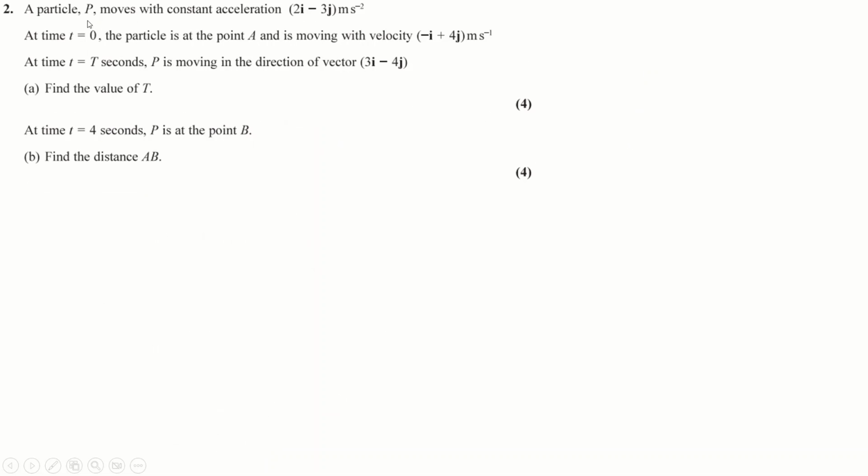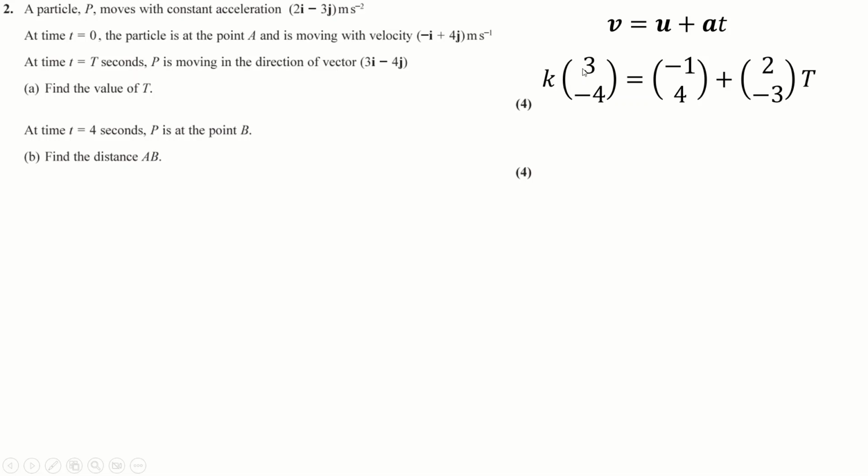Question number 2. We have constant acceleration this time, so we're immediately thinking of that. We've been given a, we've been given initial velocity, we've been given final velocity, and we're looking for the time. So that's going to be v equals u plus at, I think, where v is this, u is that, and a is this. Now v isn't actually this, it's saying it's moving in the direction of this, which means it could be any multiple of this vector here. Moving in the direction just means parallel to, so some kind of multiple of this.